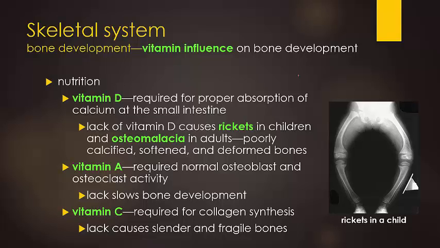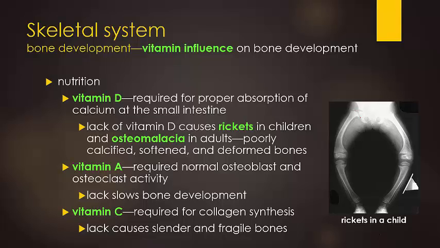the small intestine. And lack of vitamin D, so a deficiency in vitamin D in the diet, causes a condition known as rickets in children. And I've got an x-ray here of a child who has experienced rickets. And in adults, we refer to this as osteomalacia. Both of these conditions, what you see are poorly calcified, softened, and as a result, deformed bones.